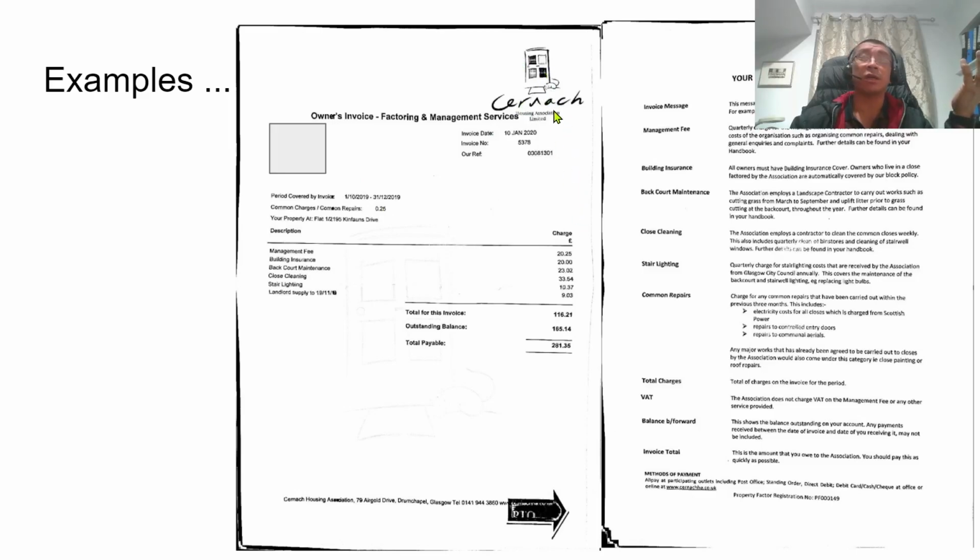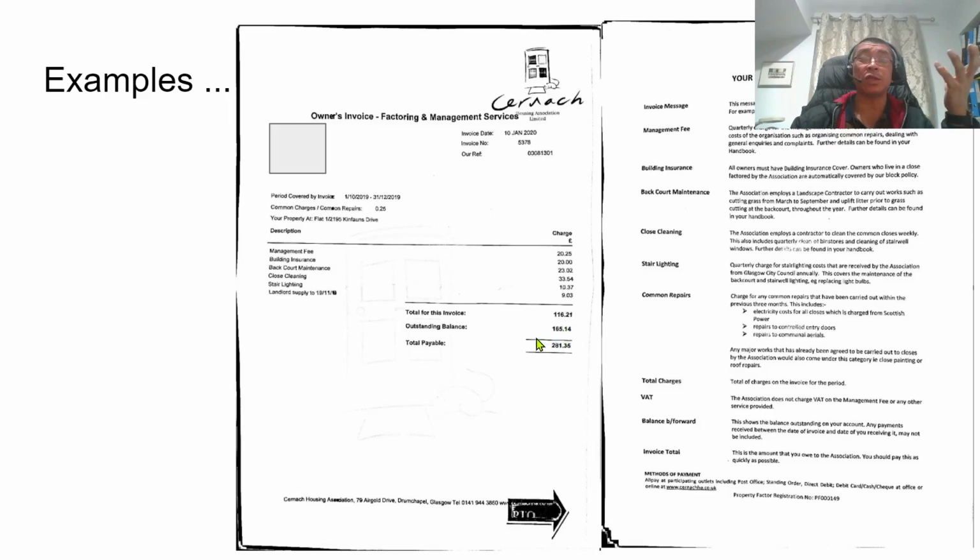It's called Cernuc. It's a much smaller organization. They have a management fee. Their charging period is also 3 months, okay? Their management fee is less. They have building insurance, backcourt maintenance, which is the rubbish area, the bins area basically, and close cleaning. Close is the stairs, okay? Stair cleaning, stair lighting, and electricity.